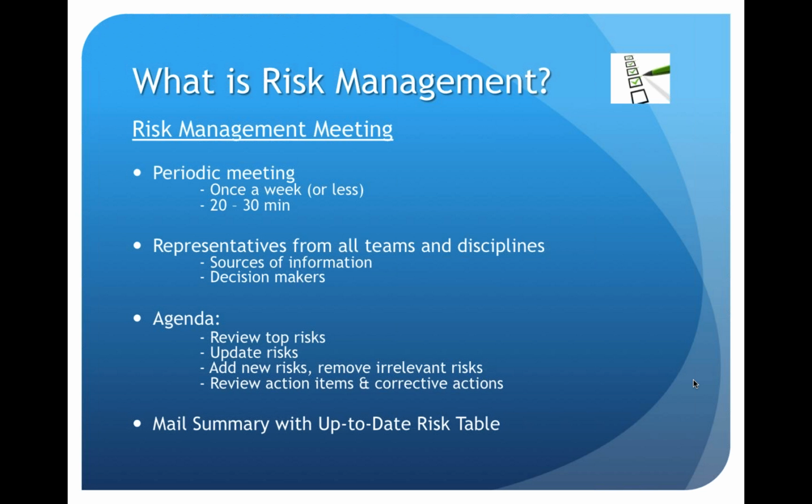At the end of this, the outcome of this meeting is what we call an up-to-date risk table. A risk table is basically a table of risks, and I'm going to be talking about that. Send it by email, post it wherever you want, but you need to be able to say, hey, this is what we came up with. These are the action items from this point forward.